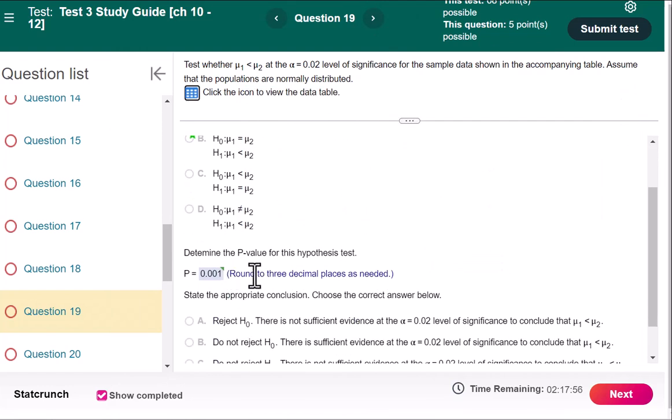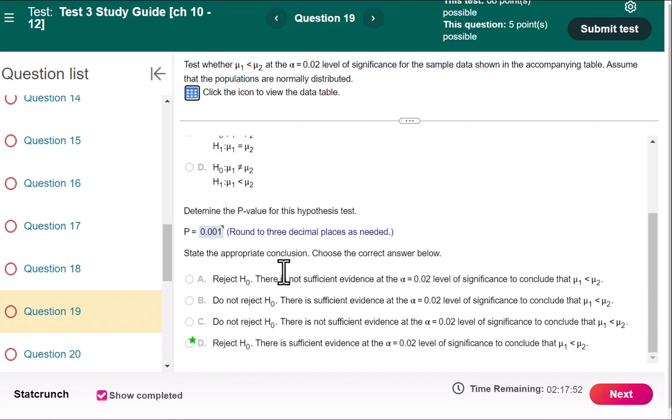See, the p-value is less than alpha. You reject the null hypothesis and support the claim. There is sufficient evidence to support the claim.